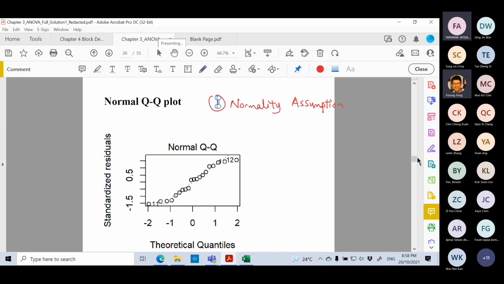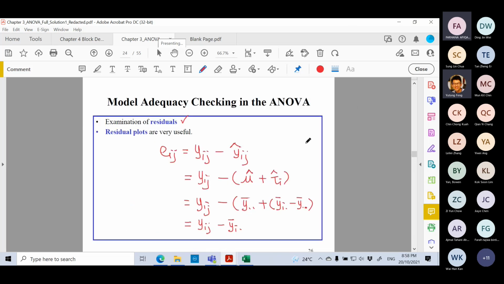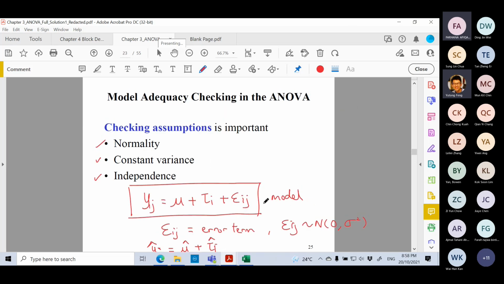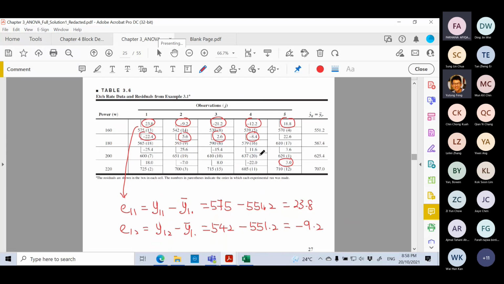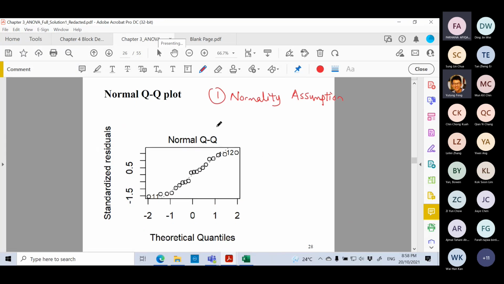Okay, so for checking the normality assumption, if you recall, what is the assumption here? We assume that this epsilon follows the normal distribution with zero mean and sigma squared. So we need to check whether they follow the normal or not. One way to do it is using the normal probability plot. The line appears here. If the points fall on the line, we can say that they follow the normal distribution.